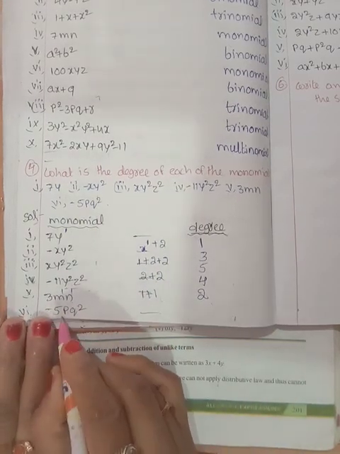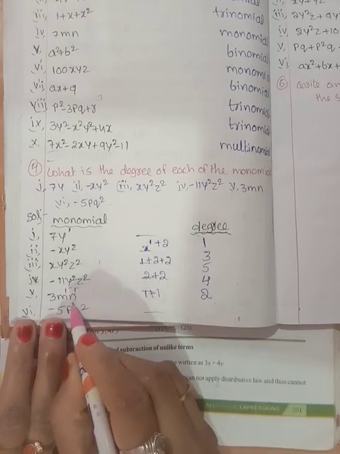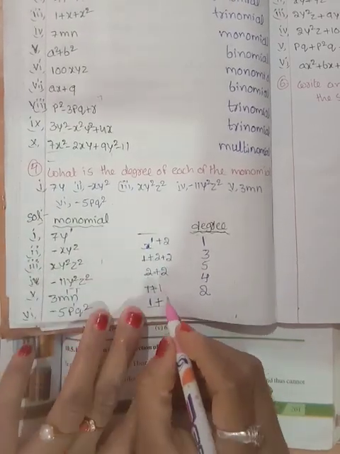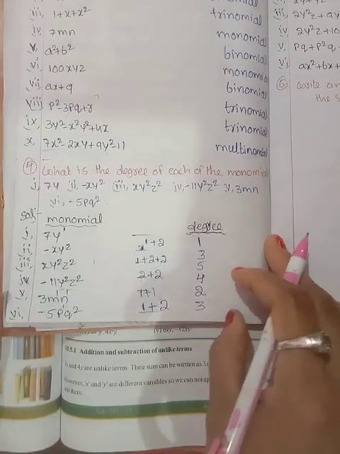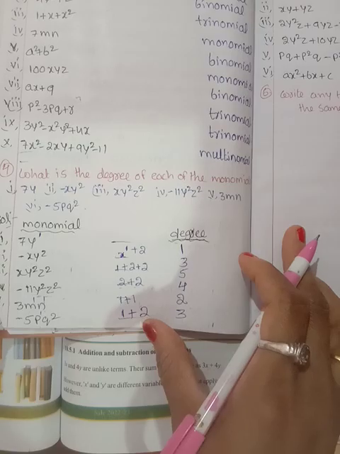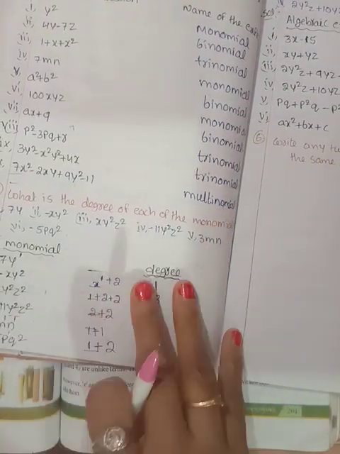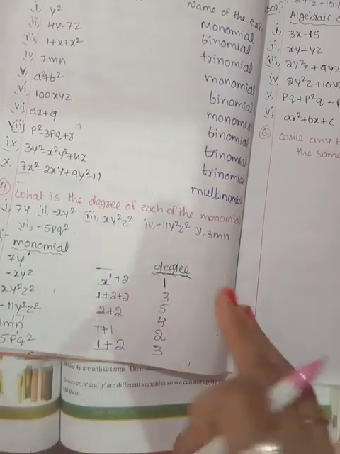And next is 5 p q square. The exponent of p is 1 and the exponent of q is 2. The total is 3 only. You understood neatly, Gagan sir. The sum of all the exponents of the variables only.